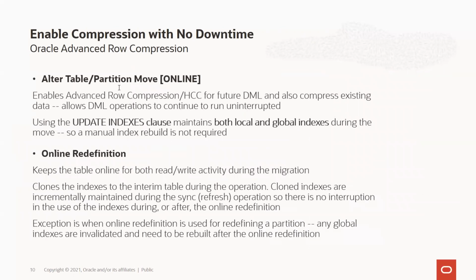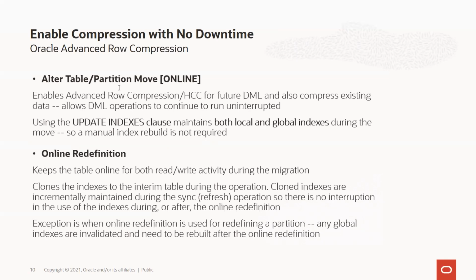So, let's move on to more interesting stuff. The most frequent question we get is, how do I enable compression for my existing tables without any downtime, or how can I do it online? If you have existing tables and you want to enable Advanced Compression, there are two ways to do it online. You can do an ALTER TABLE or ALTER PARTITION with MOVE, and you can use the ONLINE keyword, which will enable it online, or you can use online redefinition.